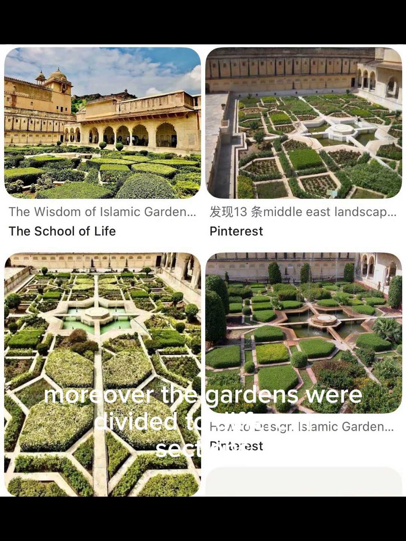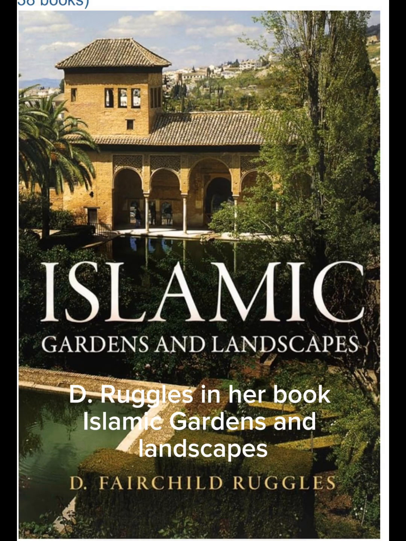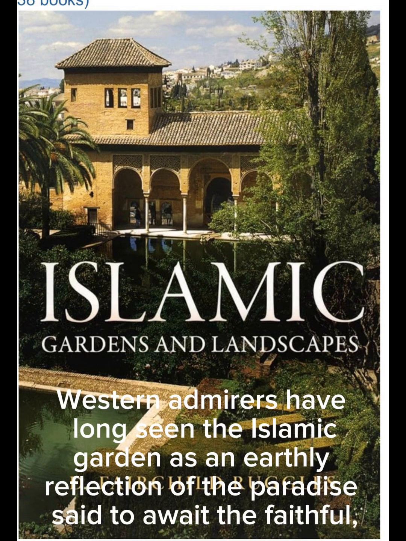Moreover, the gardens were divided into different sections and levels, referring to different degrees and rewards in paradise. D. Ruggles, in her book Islamic Gardens and Landscapes, stated that Western admirers have long seen the Islamic gardens as an earthly reflection of the paradise said to await the faithful.